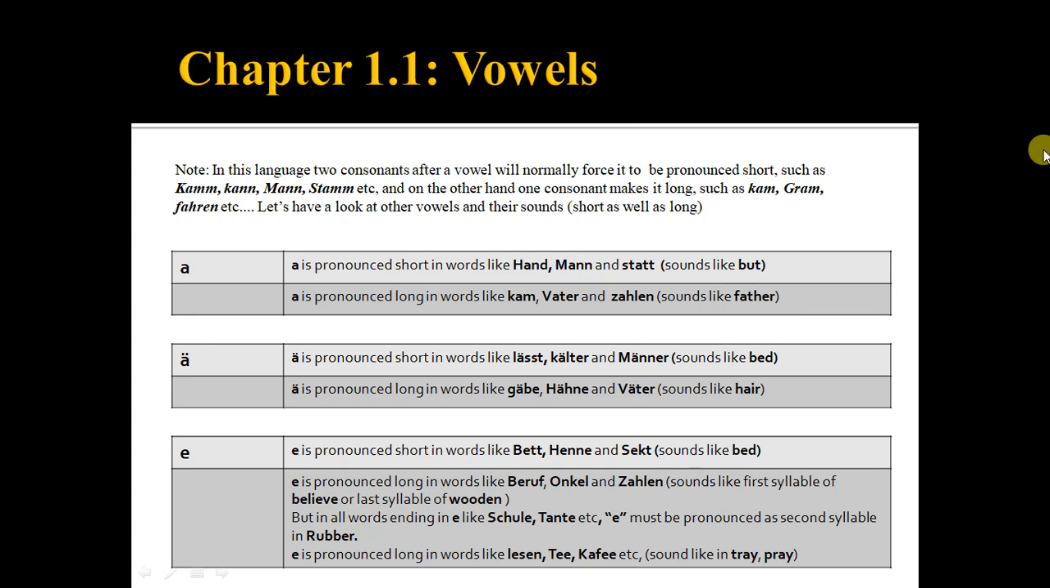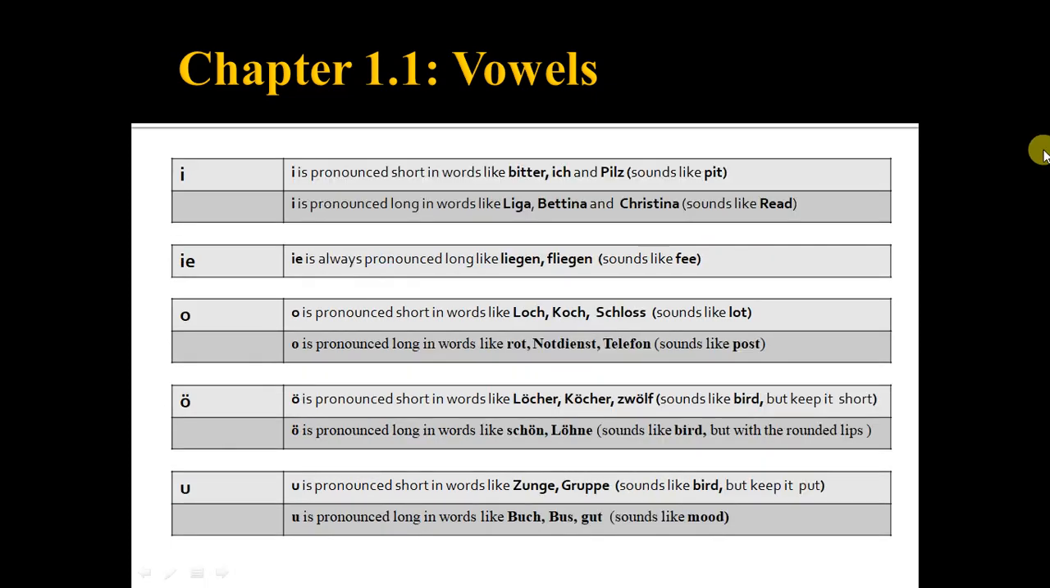So these are the three sounds of E. The next and important vowel is I, which is pronounced I as in English, but here it is pronounced as E.